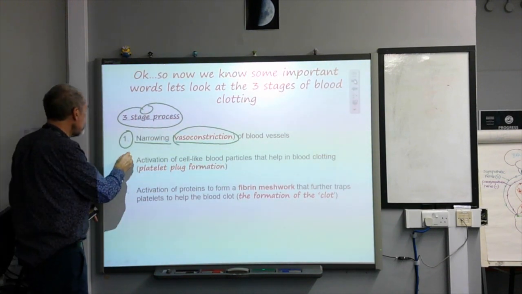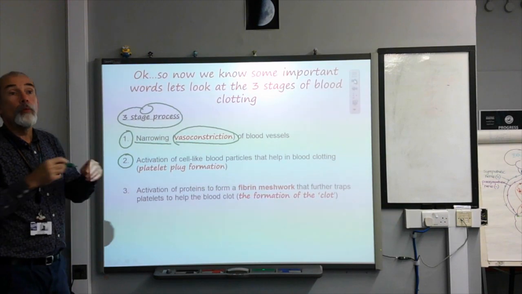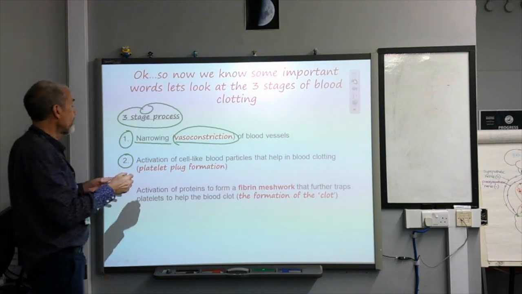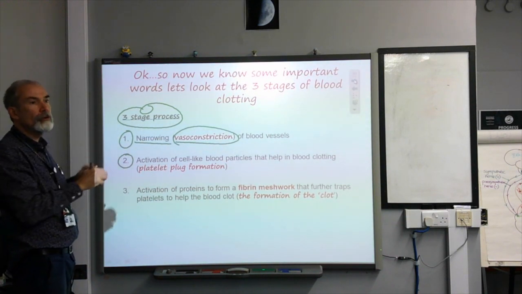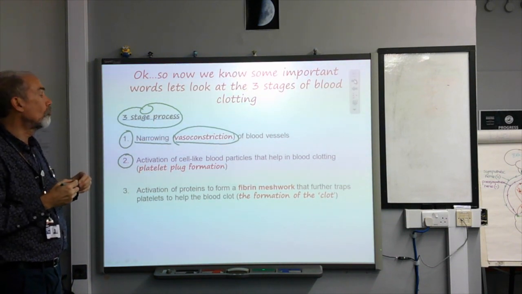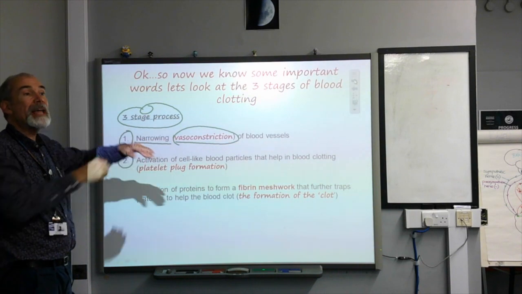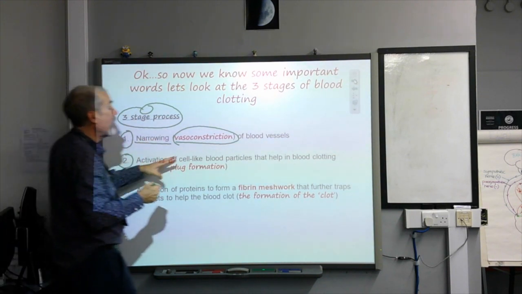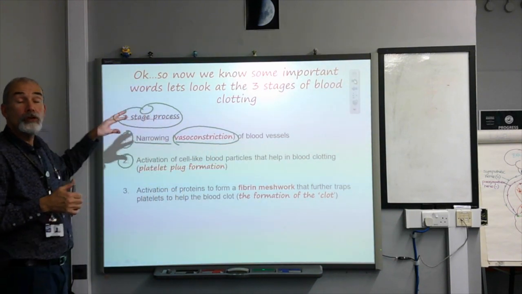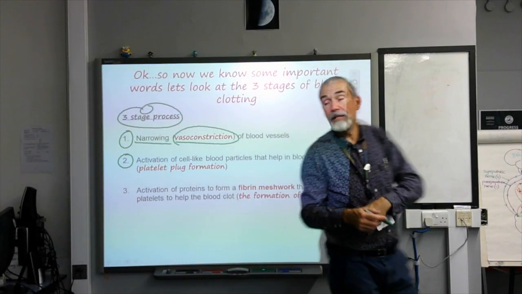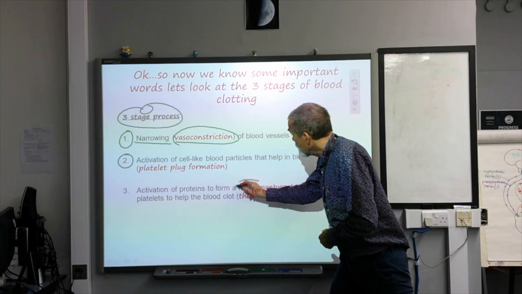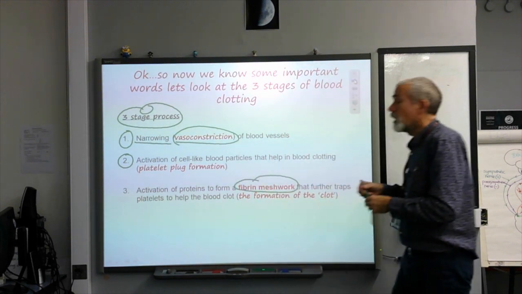Stage 2, the formation of what we call the platelet plug, which is the activation of small semi-fragments and particles that you've got in your bloodstream, which we call platelets, that are going to form a plug over the hole. Again, a very temporary construction to reduce the amount of blood that's actually flowing out.